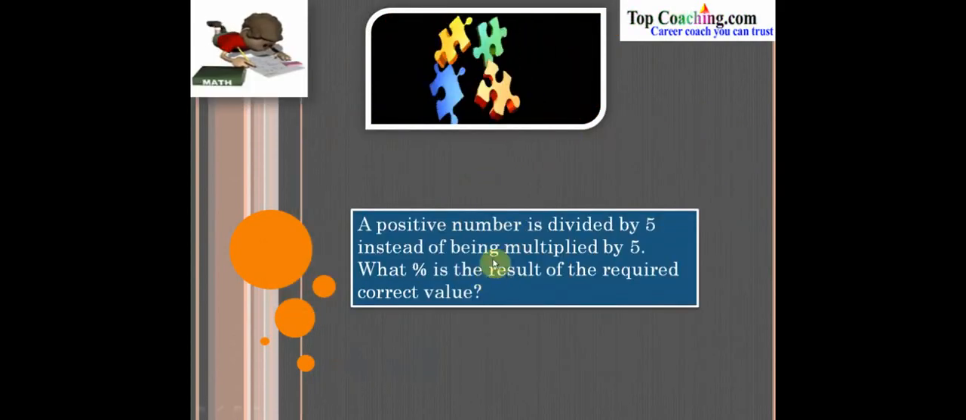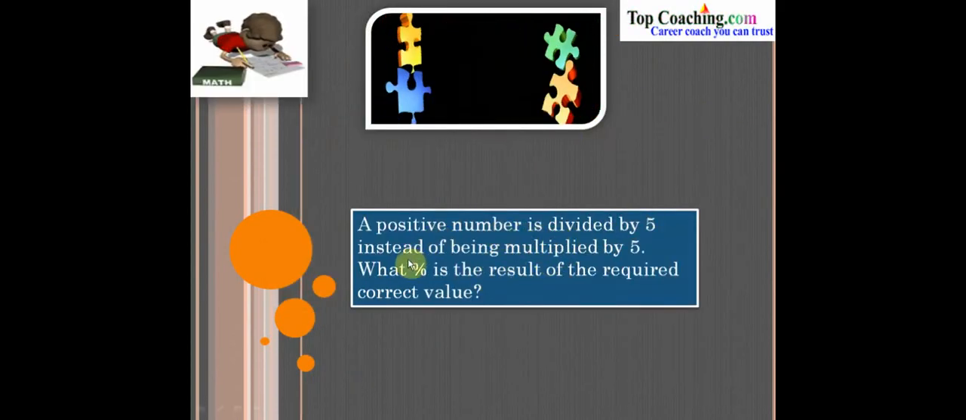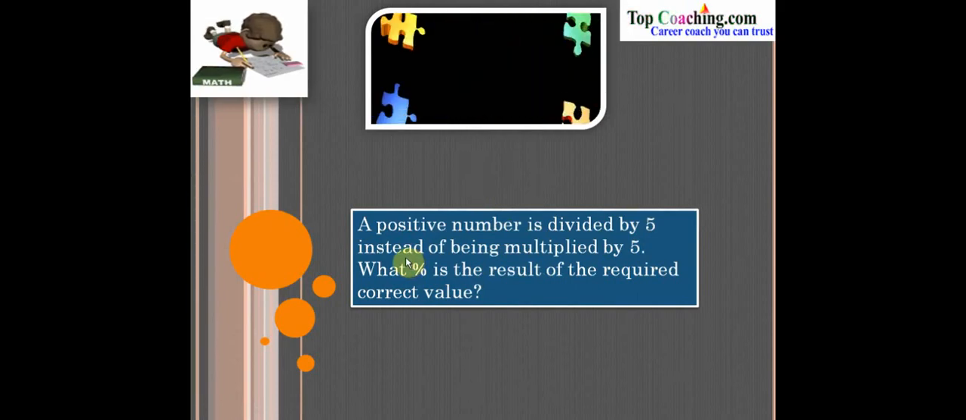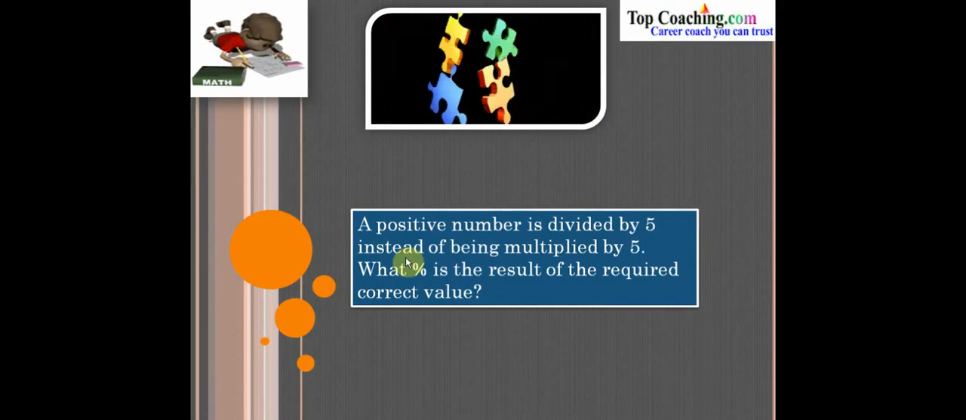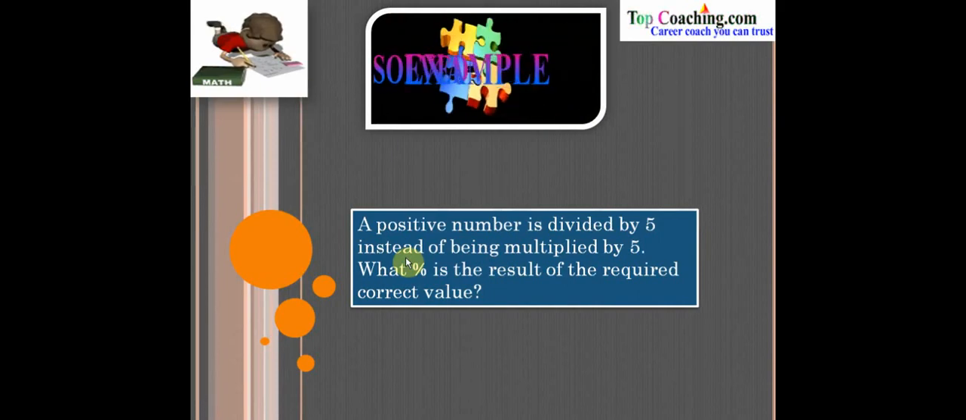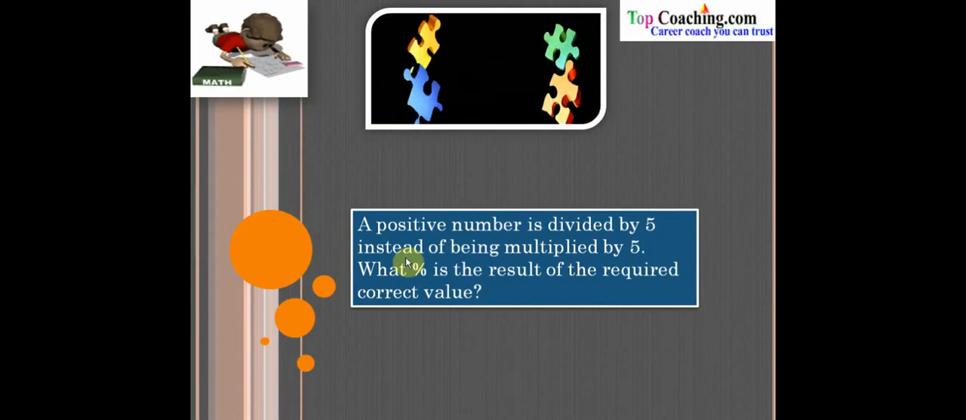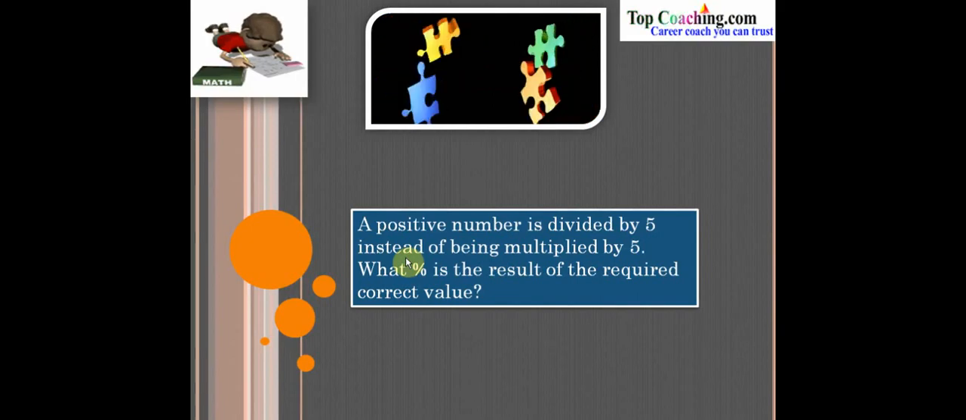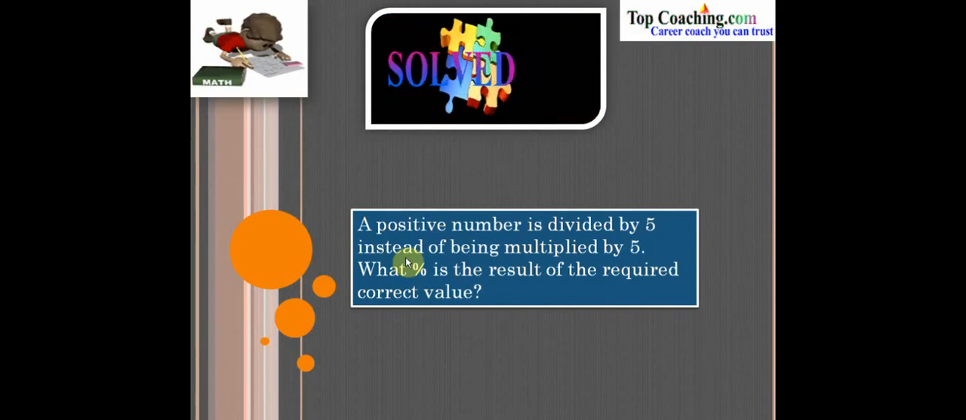Let's solve one more example. A positive number is divided by 5 instead of being multiplied by 5. So what percent is the result of the required correct value? So in this problem, a positive number is divided by 5 instead of being multiplied by 5. So a number should have been multiplied by 5, but by mistake it is being divided by 5. Now we have to express the result obtained in terms of percentage with respect to the correct value.